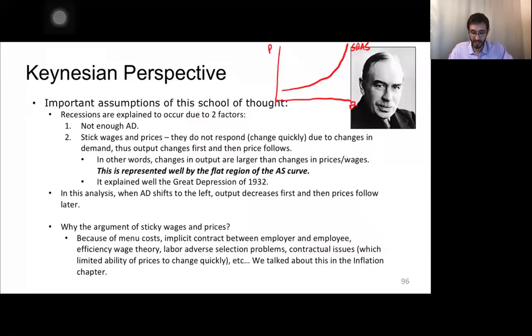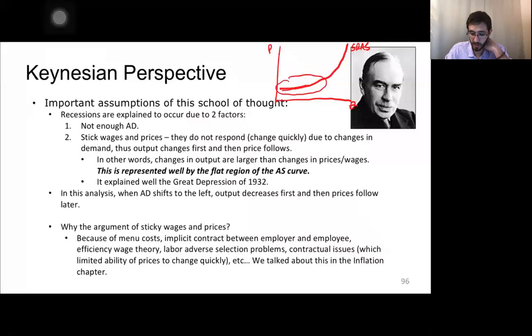Okay. But the idea here is that, given the shape of that curve, we know that the part of that curve associated with the price level not being very sensitive, not changing a lot given changes in output, is in the flat part of that curve.